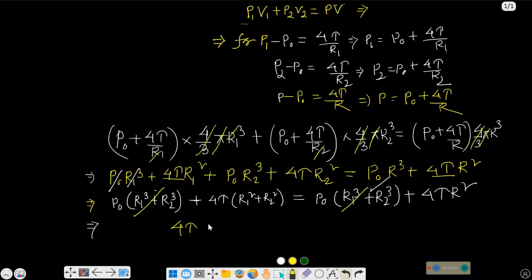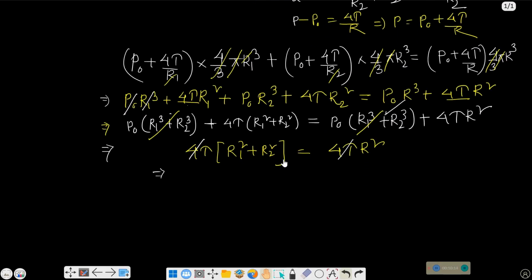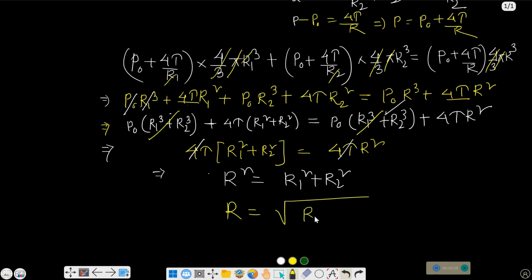Now we are left with 4T times R1 square plus R2 square, equal to 4T R square. So here we can cancel out this 4T. So R square is equal to R1 square plus R2 square. So the value of R we get is root over R1 square plus R2 square.